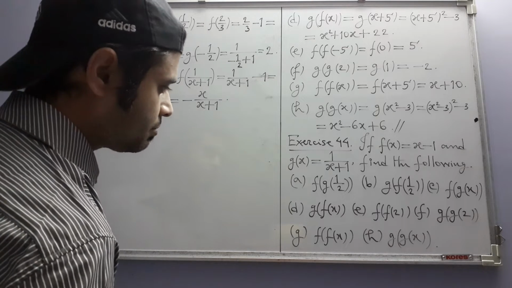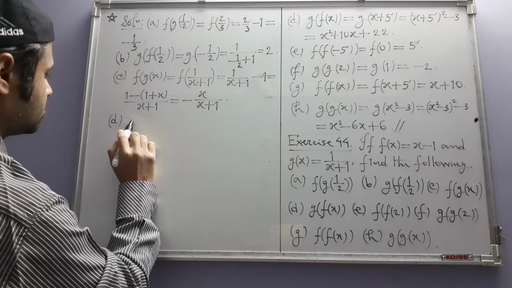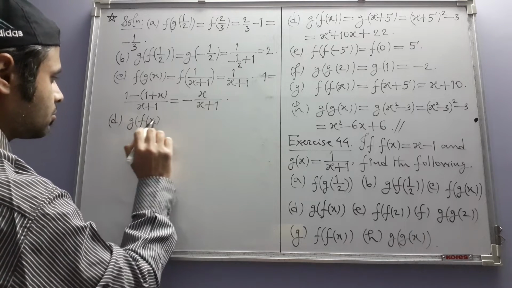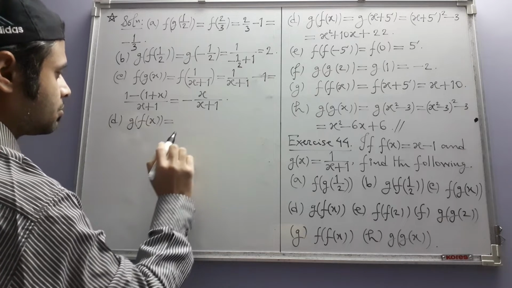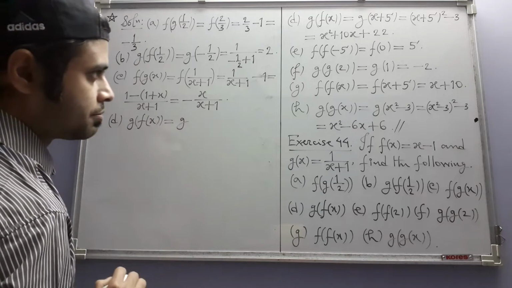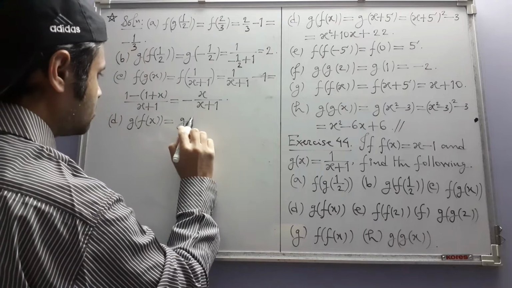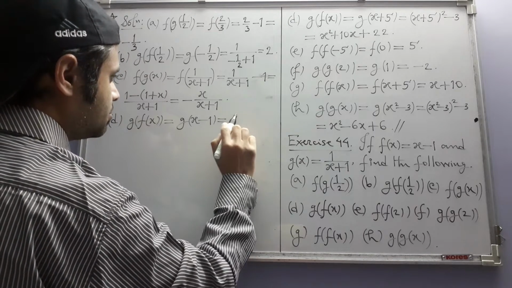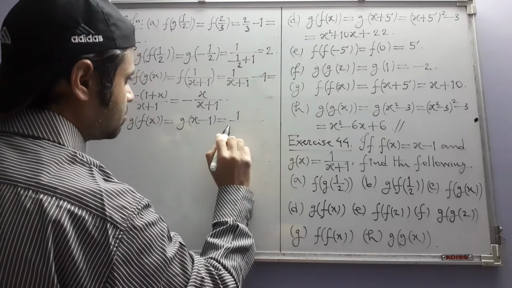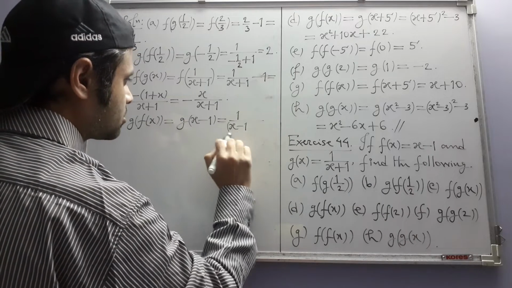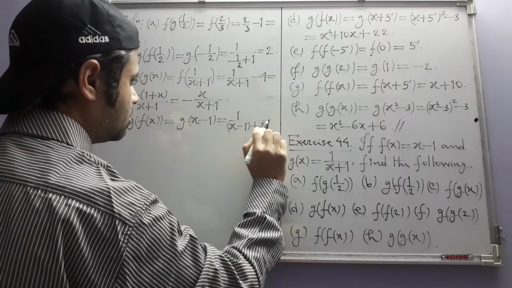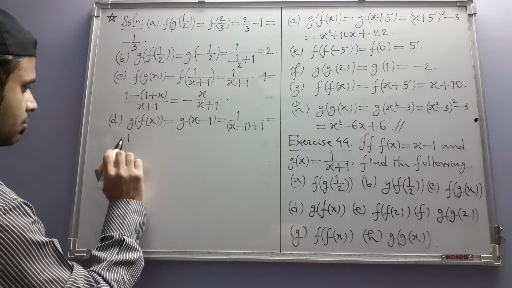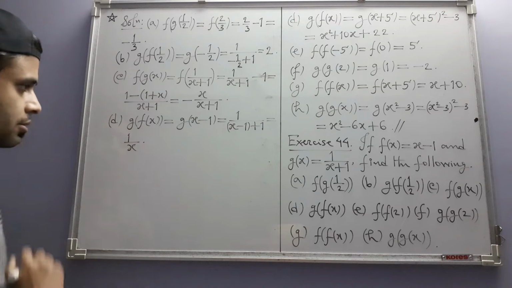D, g of f of x. F of x is x minus 1, so x minus 1 plus 1, so that is 1 over x.